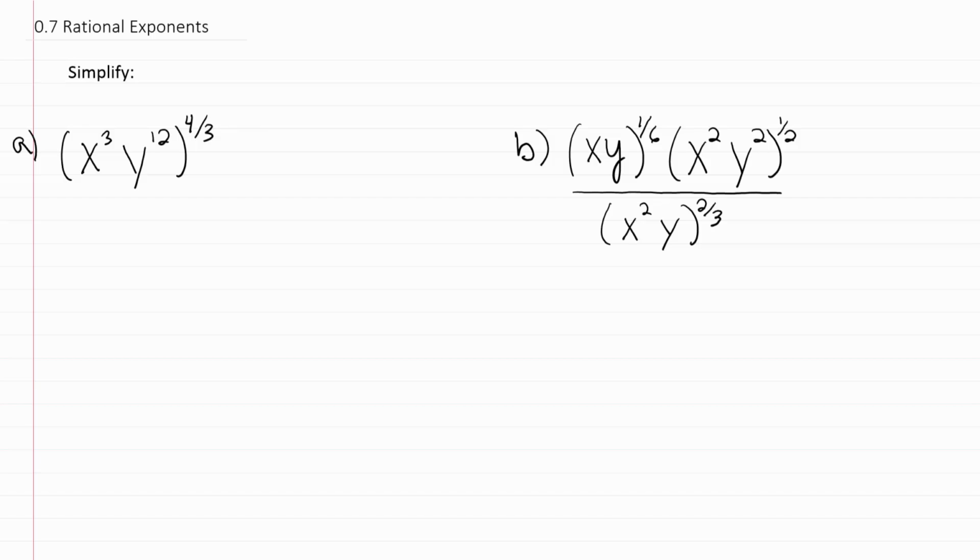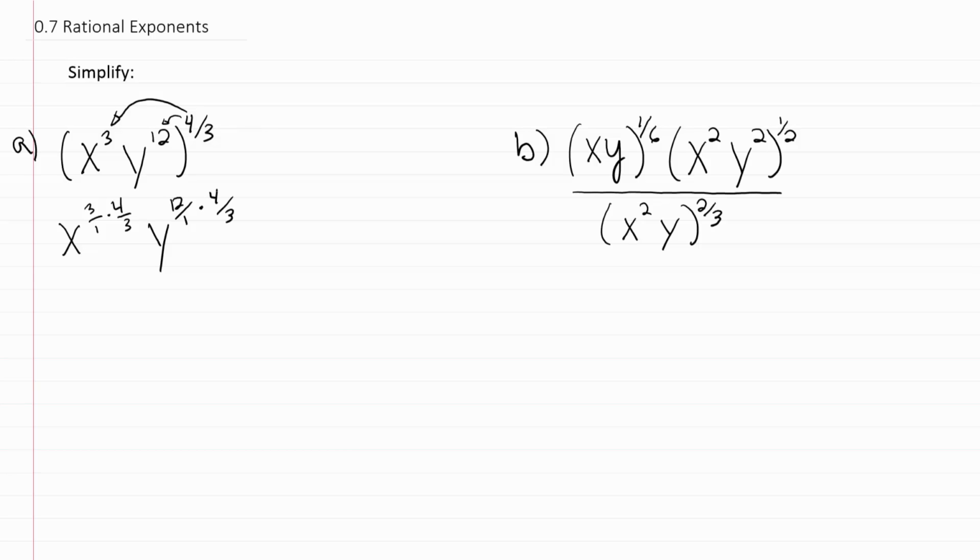In this video, we're simplifying expressions that have rational exponents. Looking at example A here, we can see that they want us to raise this term to the power 4/3. Remember what we do with that situation, we actually distribute in this exponent, correct? And what's nice about this is that when you have x to the third, that's like 3 over 1, right? And it'll be times 4 over 3. And then it'll be y to the 12 over 1 power times 4 over 3.